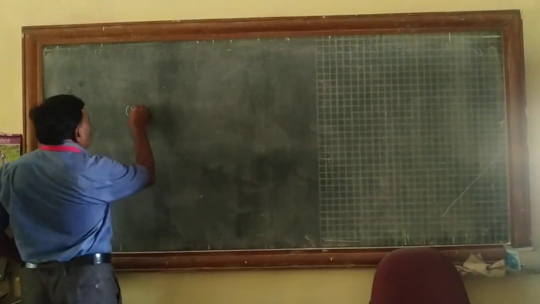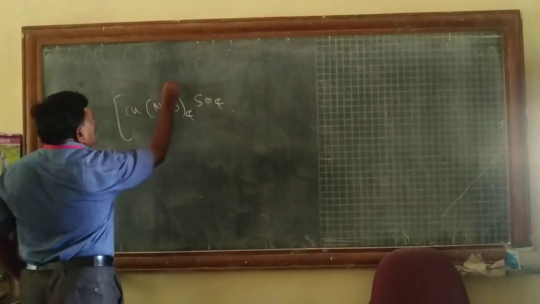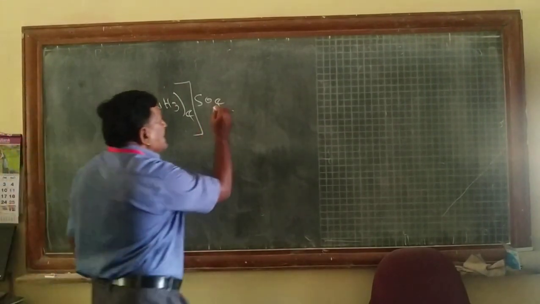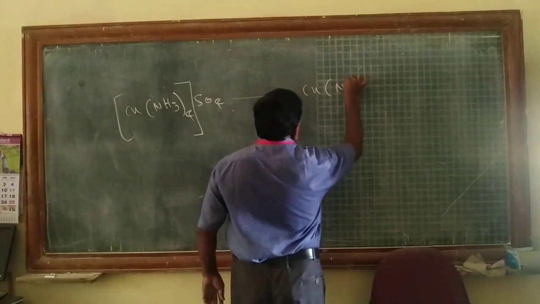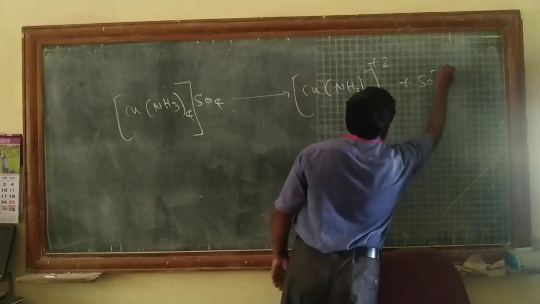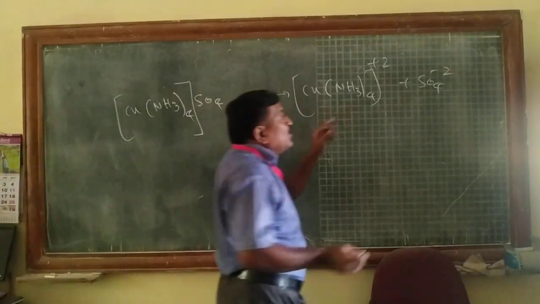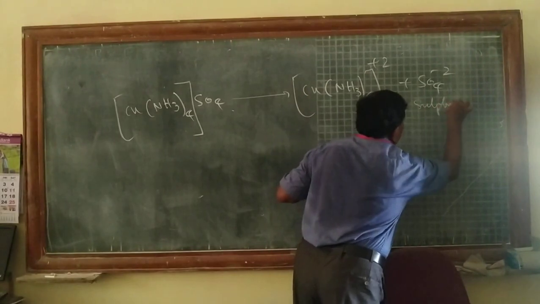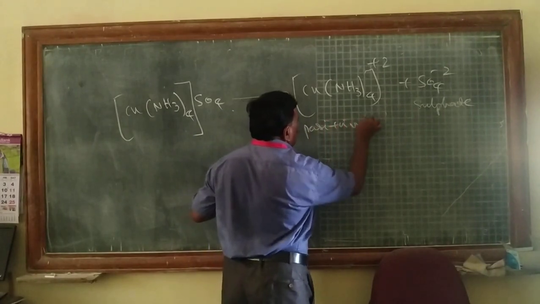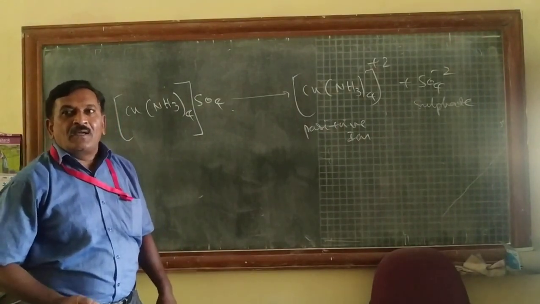Suppose we have the complex compound [Cu(NH3)4]SO4. This is cuprammonium sulfate. This compound will decompose into [Cu(NH3)4]2+ and SO4 2-. So the positive charge is neutralized by the negative sulfate ion. This is the positive ion and this is the negative ion. The sulfate ion is the negative ion.